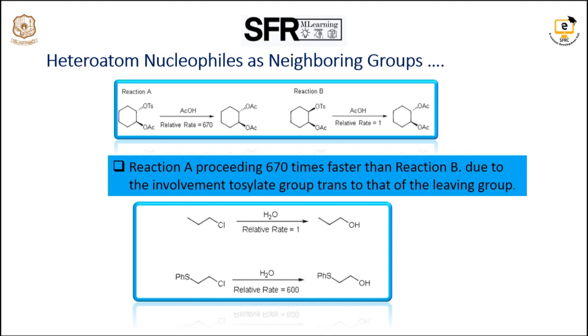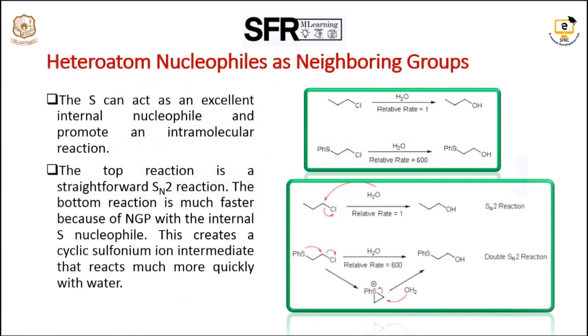Then next, when you take the sulfur case, here also the neighboring group is sulfur, and the relative rate is 600 times faster than that of the first reaction. When you take normally CH3CH2CH2Cl, propyl chloride, you will get propyl alcohol as a product. But when you have the heteroatom sulfur, it enhances the reaction rate. The lone pair of electrons present on the sulfur kicks the carbon which is bearing the leaving group chlorine and motivates the reaction. So the rate is 600 times faster.